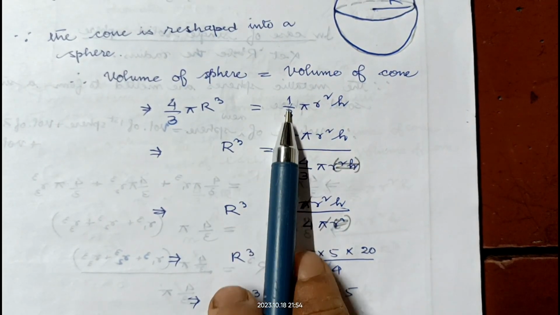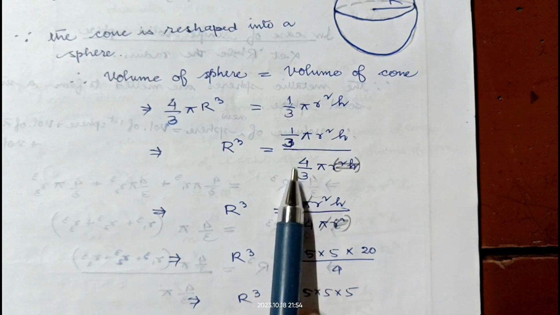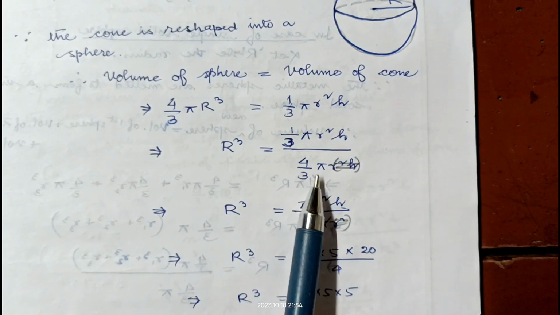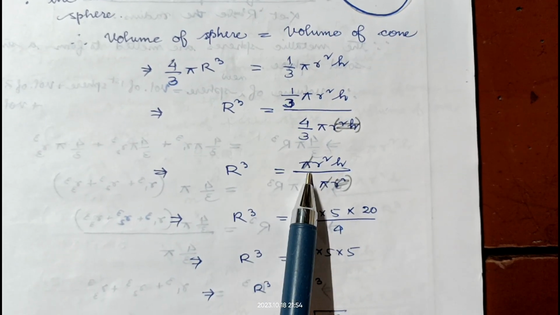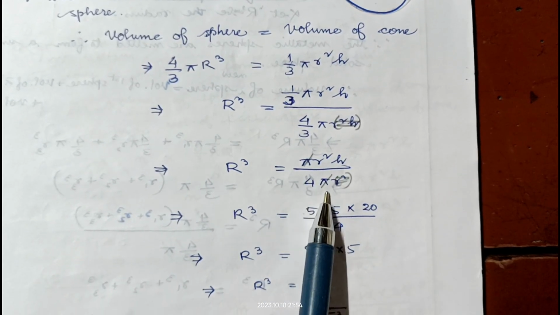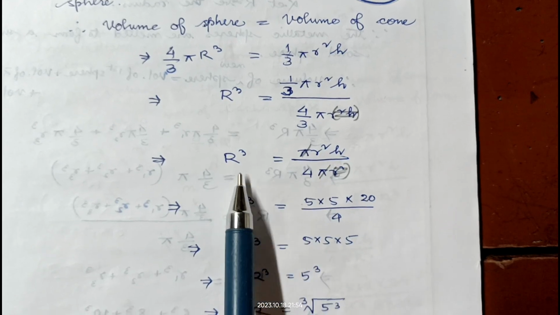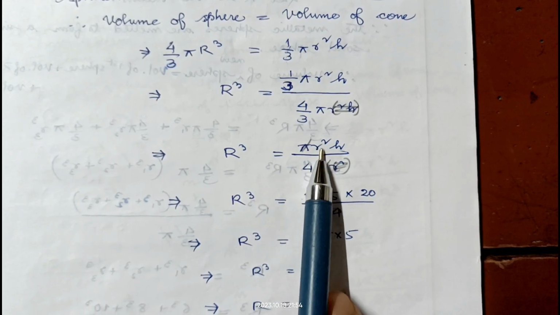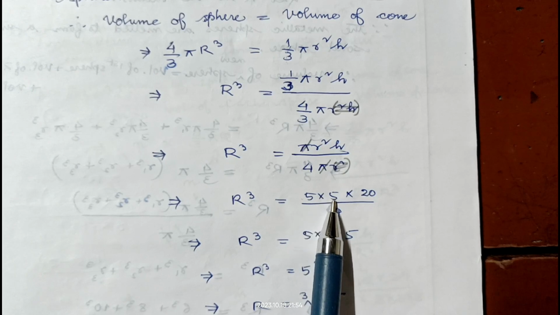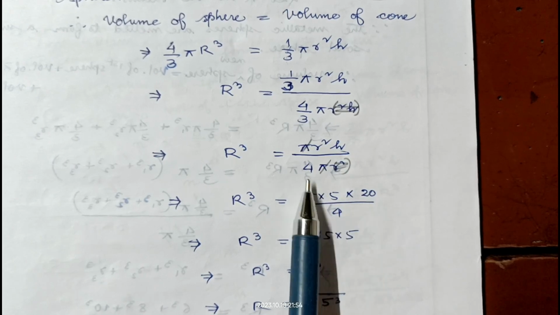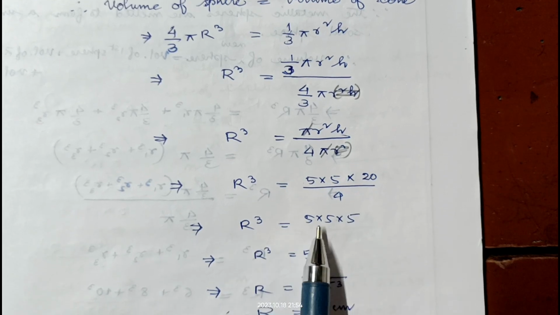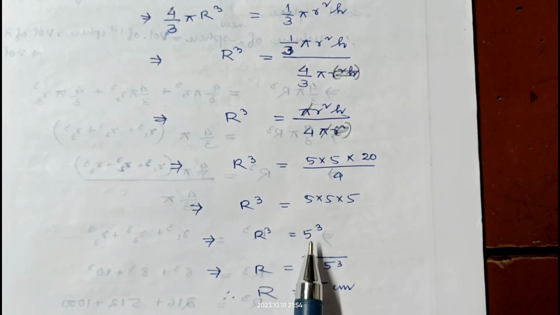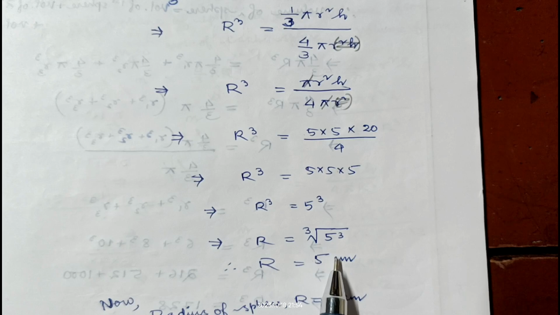So r cube is 1/3 pi r square h divided by 4 by 3 pi. These 3 and 3 can be cancelled. So we got r cube equals to pi r square h divided by 4 pi. Pi and pi cancels. So r cube equals to r square h by 4, radius is 5. So 5 into 5, height is 20 divided by 4. Now 4 5s are 20. So r cube will be 5 into 5 into 5, which will give 5 cube. So radius equal to 5 centimeter.